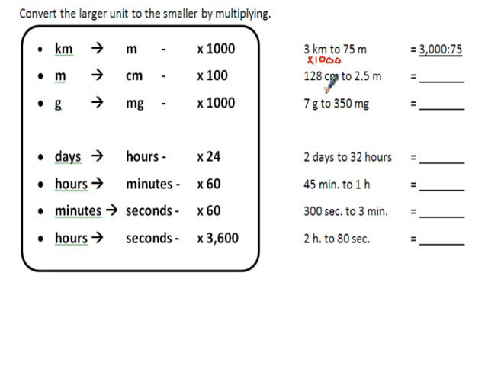Now if we have 128 centimeters to 2.5 meters, we're going to take our larger measurement, which is meters, and change it to centimeters by multiplying. 100 centimeters in a meter, so we'll times this by 100. Remember that multiplying by 100 just kicks the decimal over 2 places. So then we have 250 centimeters. Now we can write our ratio as 128 to 250.